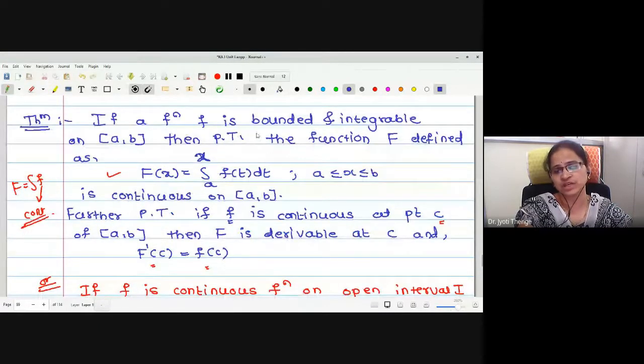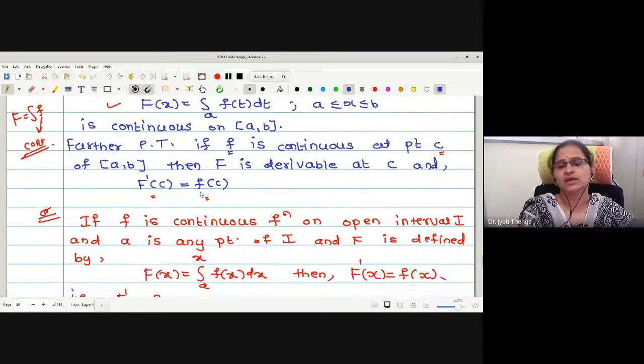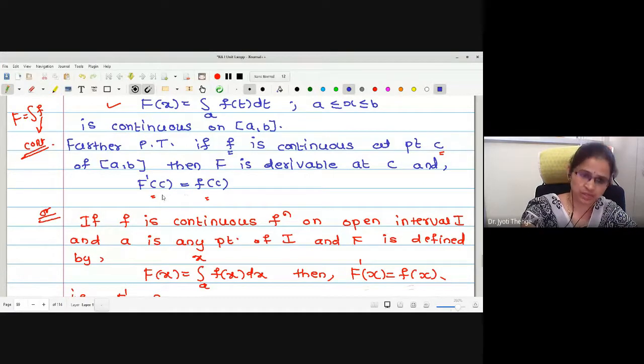Let us just recall the statement. If f is a bounded and integrable function on the closed interval [a, b], and the function capital F is defined to be the integration of small f from a to x, then our aim is to show that capital F is continuous. Capital F is continuous means the integration of small f is always a continuous function. Later, if small f is continuous at the point C, then we want to show that capital F is derivable at C, and these two values are the same. That is, capital F dash of C is equal to f of C.